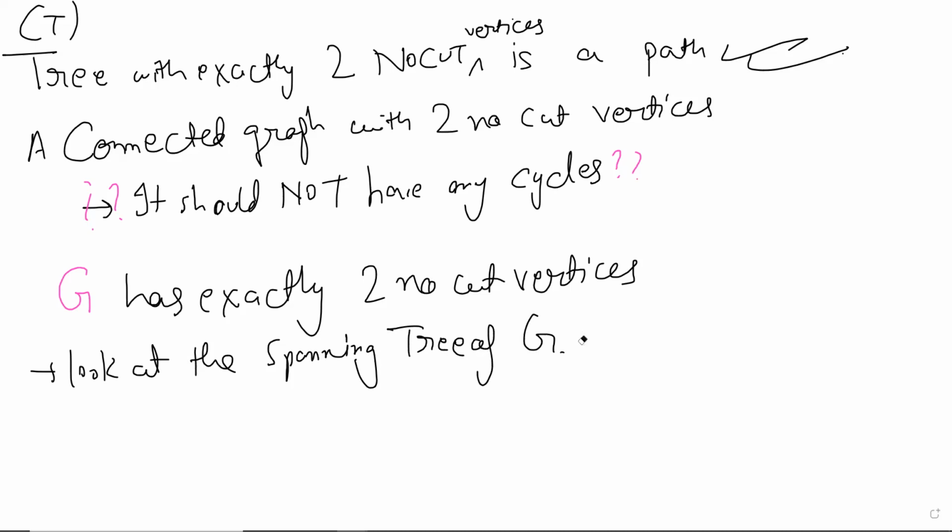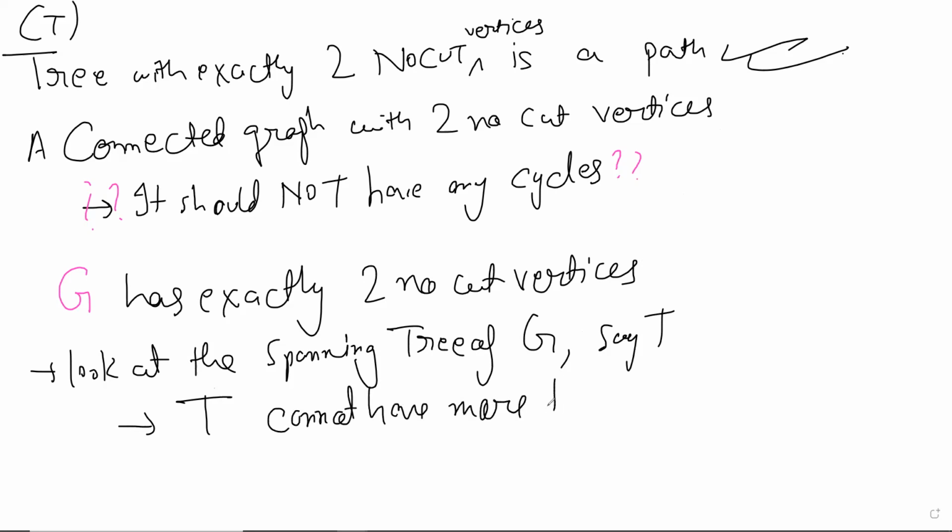Look at the spanning tree of G, say T. Just look at the underlying tree, the skeleton of the connected graph. Now, can T have more than 2 no-cut vertices? No, right?